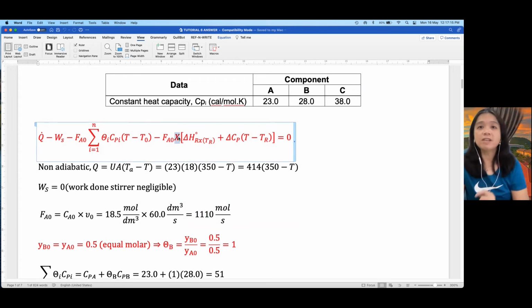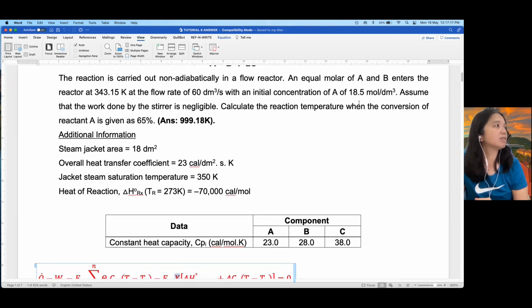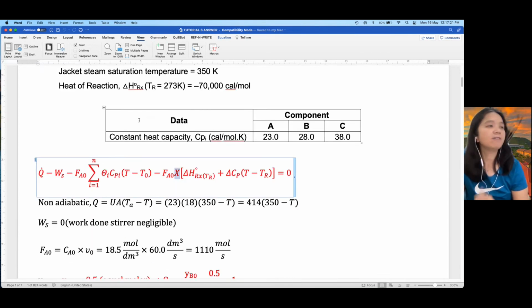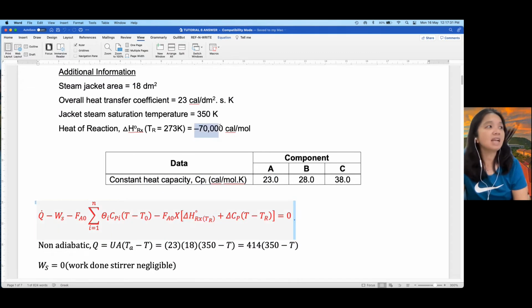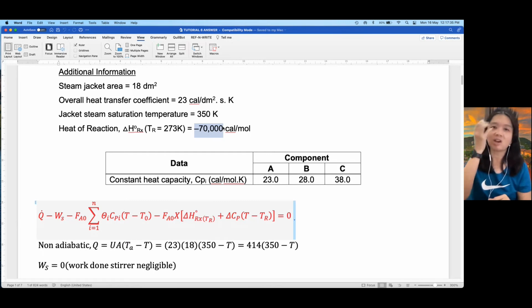X is given in the question. X is 65%. So X is 0.65. Done. Heat of reaction. In this question, we are very lucky. We are given the heat of reaction. So we don't need to calculate. So the heat of reaction is given directly as negative 70,000. So we don't have to calculate. We can use it directly.